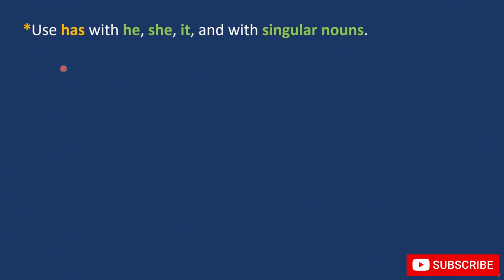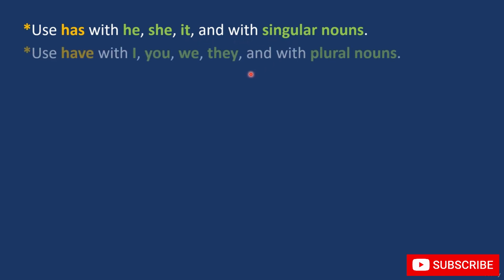We notice from the previous example that we use has with he or she or it, and with singular nouns. Also, we use have with I, you, we, they, and with plural nouns. So this is the difference between have and has. I have, we have, you have, they have. He has, she has, it has. Tom has. Tom and his brother have. My sister has, but my sisters have.